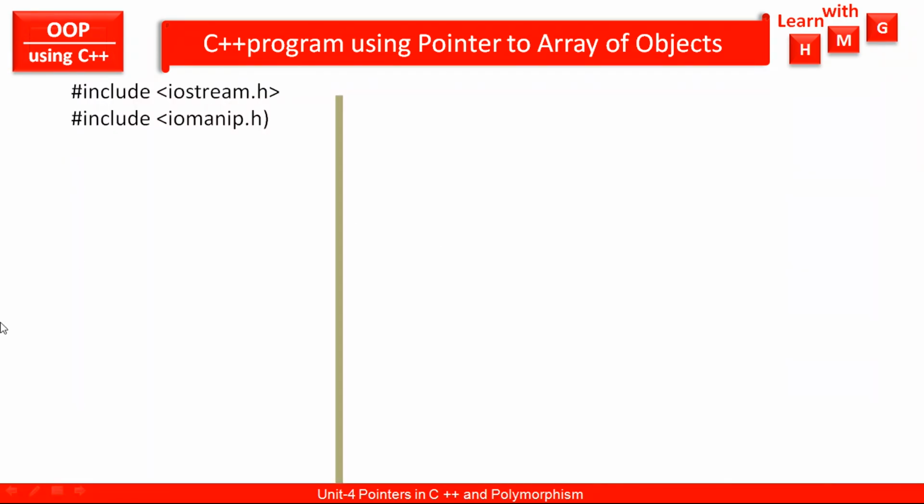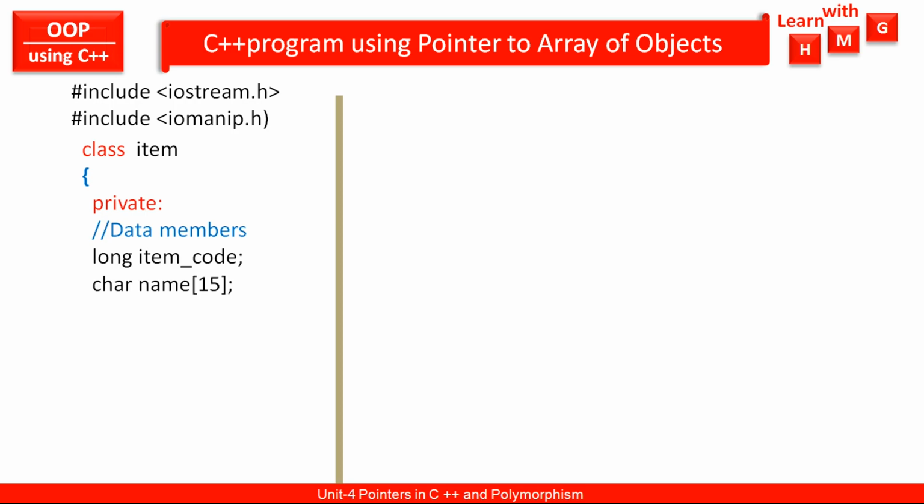Let us write a C++ program using pointer to array of objects for solving this problem. First of all, include the header files iostream.h, iomanip.h, or whatever header files you require as per the functions you are using in your program. Class item, in the private section I am going to declare 3 data members. First is item code of long data type, name, a character array of 15 characters, that is a string, and price, a float variable for the price of the item.